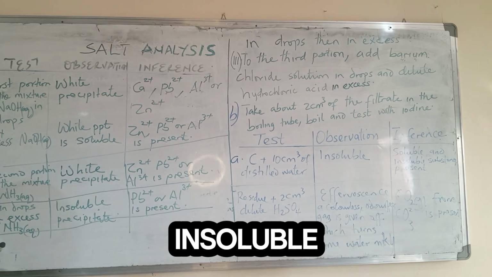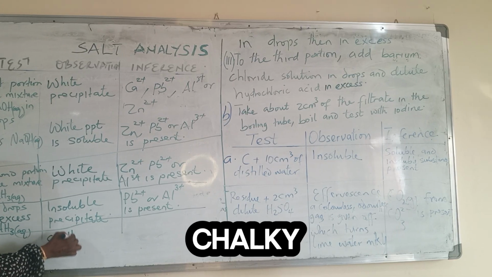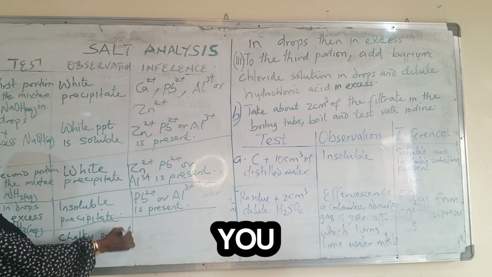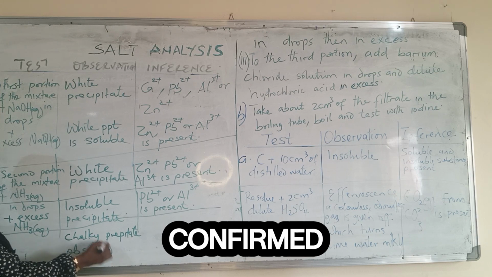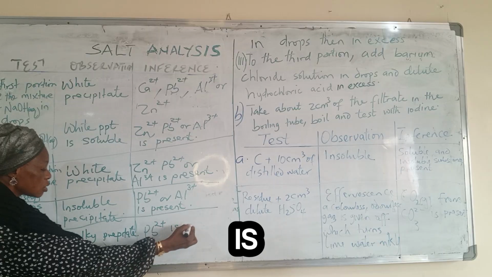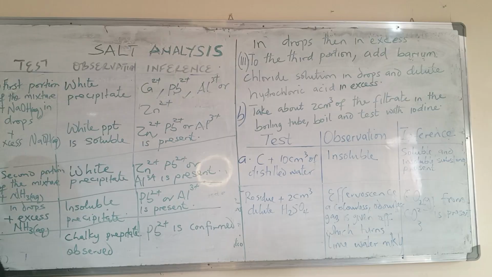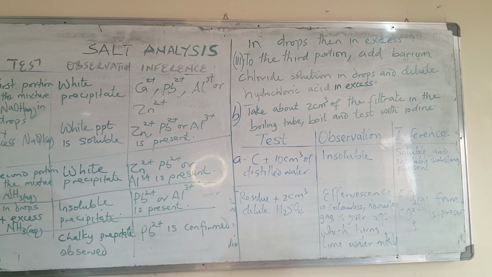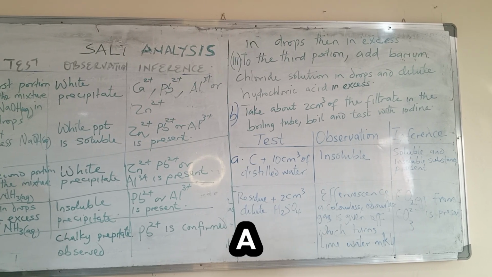So it is an insoluble precipitate; you have to let them know that a chalky precipitate is observed, and it is not soluble. At this junction, we have a confirmed Pb2+. It's confirmed; there is no more here. You can see the way we carry the four salts together: we have calcium, lead-2, aluminium, and zinc.